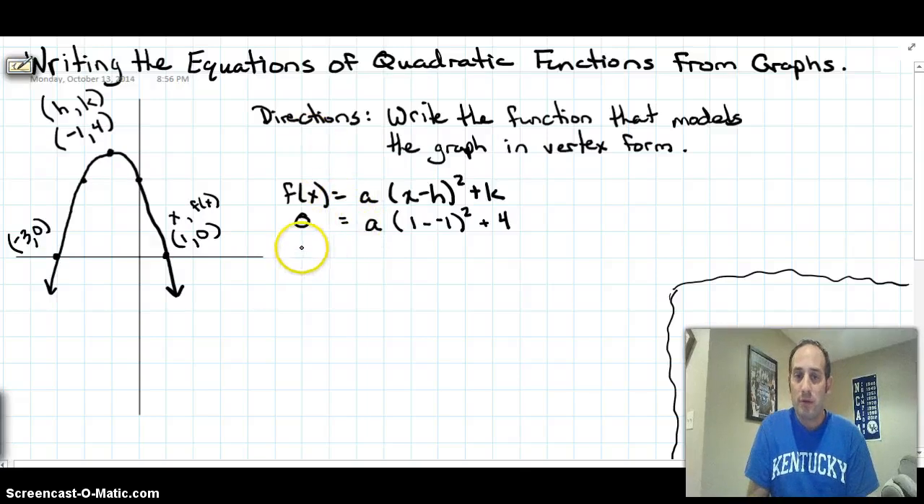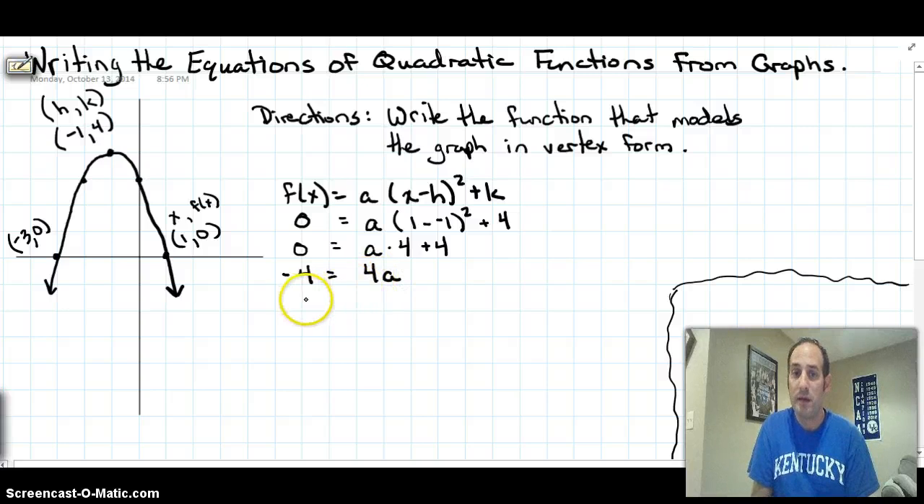So now I'm going to solve this for a and see what we can come up with to get our final answer. This is going to be 2 squared, so this is a times 4 plus 4. Following the order of operations, we do negative 4 equals 4a, and when we divide by 4, we get a equals negative 1.